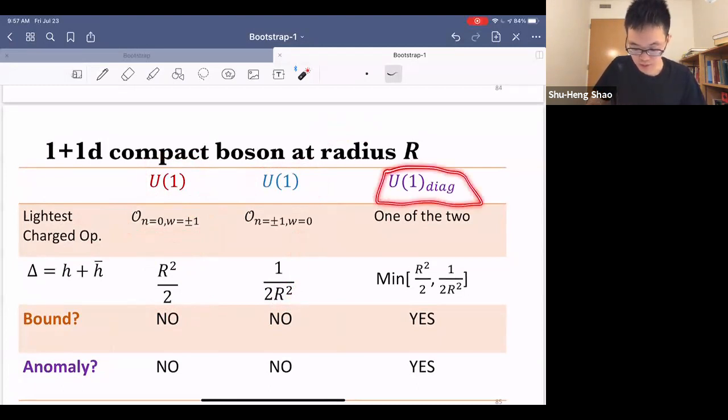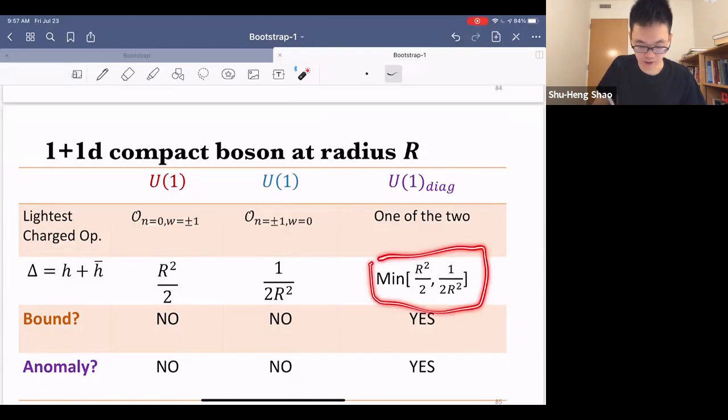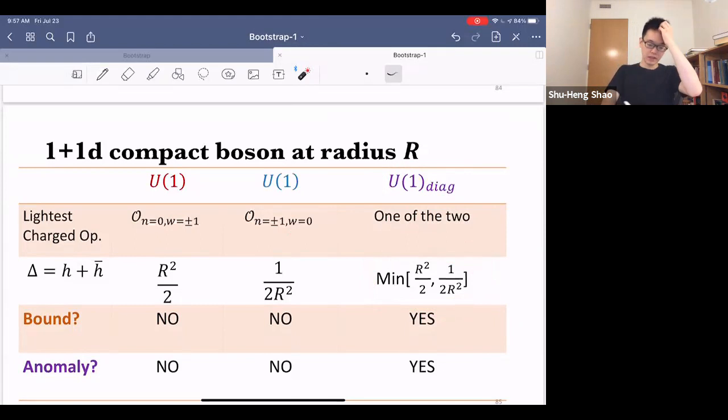On the other hand, if you look at the diagonal U1, the lightest charge operator is either this guy or that guy. And then there is a bound. There is an upper bound on the lightest charge operator on this guy. So there's some connection between having an upper bound on the lightest charge operator versus whether the symmetry is anomalous or not.